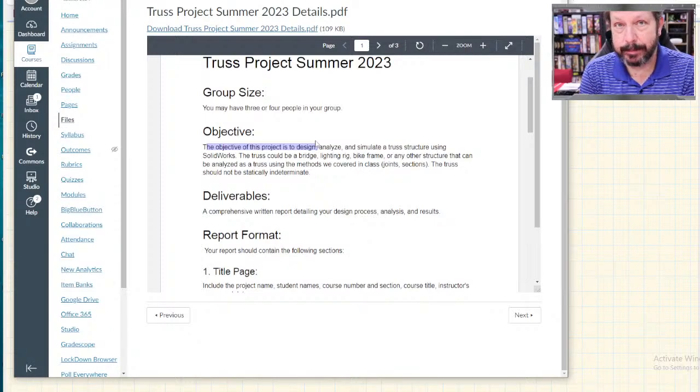Now, we're not physically building these, so you get to choose a material and you get to look up its properties. I would suggest a metal material, just because the properties will be isotropic then.